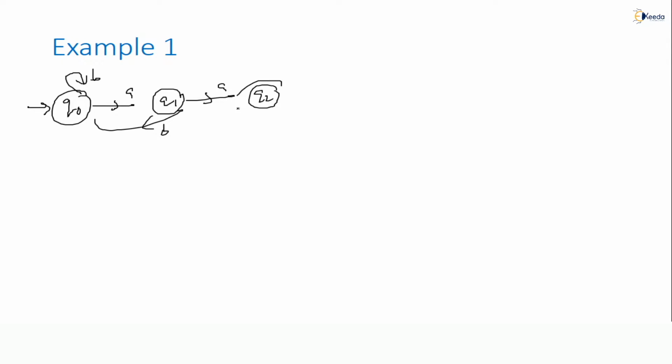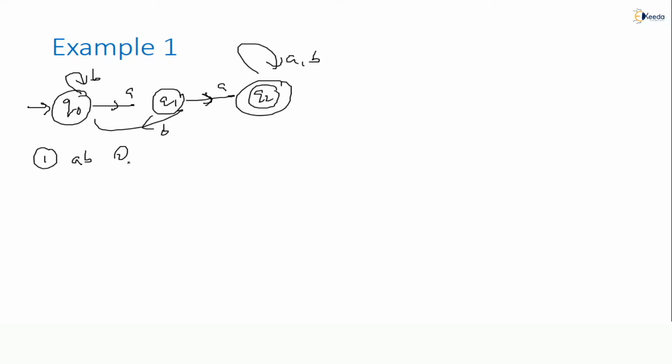Example 1, suppose let me take Q naught. Q naught on B, Q naught; Q naught on A, Q1; Q1 on B, Q naught; Q1 on A, Q2. Q2 is the final state and Q2 on A comma B is a self loop only. So the question is, which of the following strings are accepted by this FA?